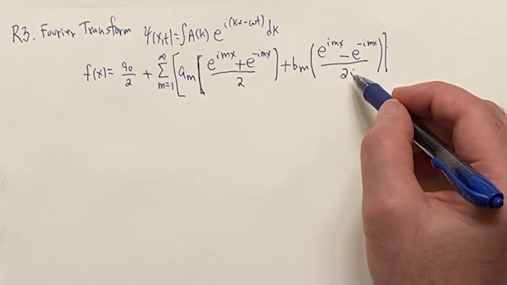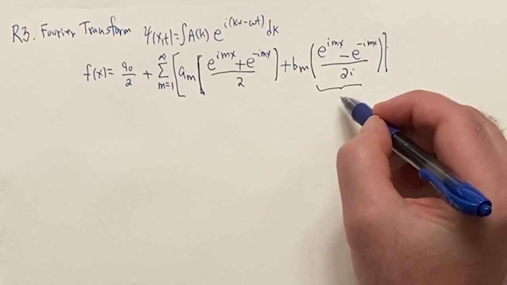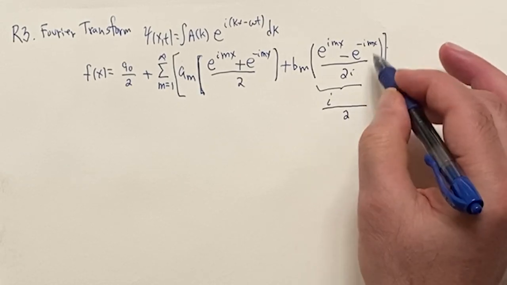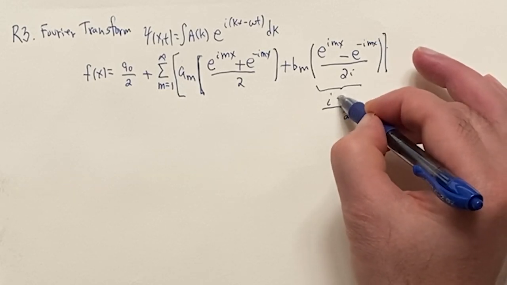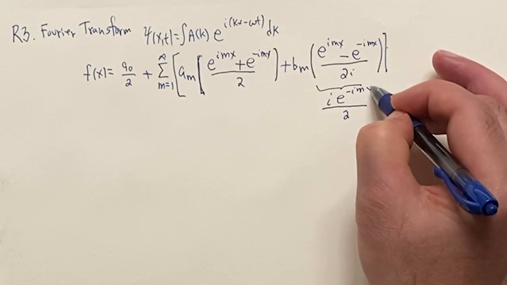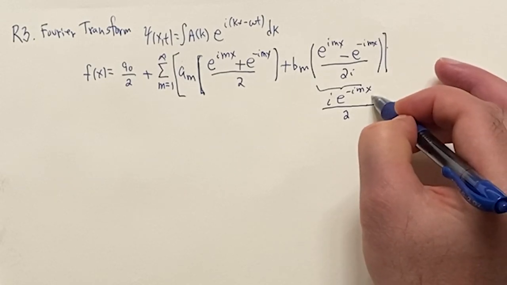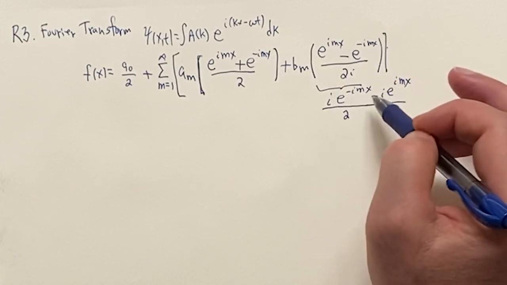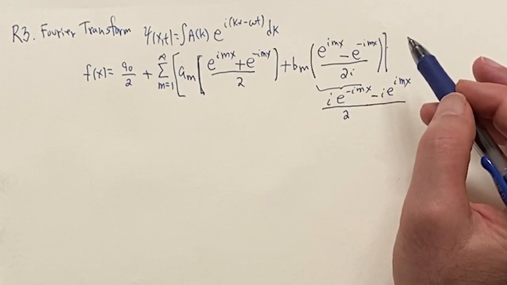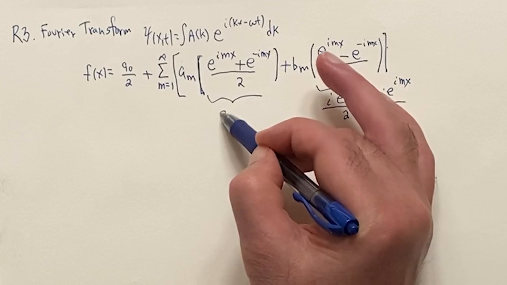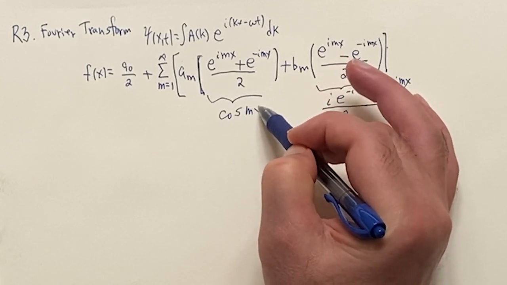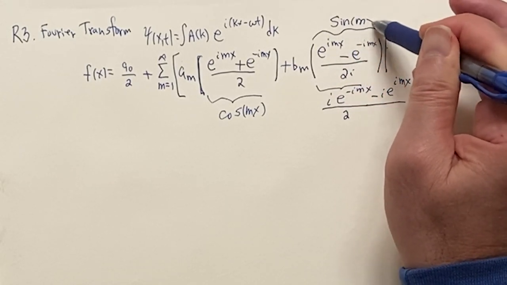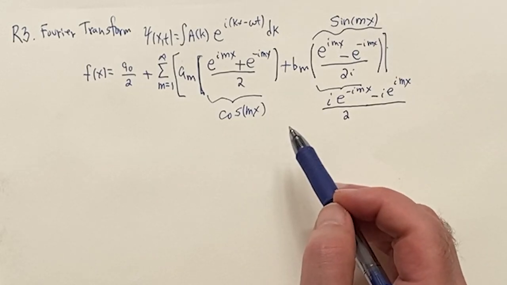Okay, so now that i in the denominator bothers me, so let's do this. Let's multiply top and bottom by i, which will get us a negative sign down here, so we have to flip the order of these things. e to the minus imx is first, and then minus e to the plus imx. By multiplying top and bottom by i, we flip the order. So this is what we had before. This is the cosine of mx, and this here is the sine of mx. All right, so we're switching to the exponential notation.